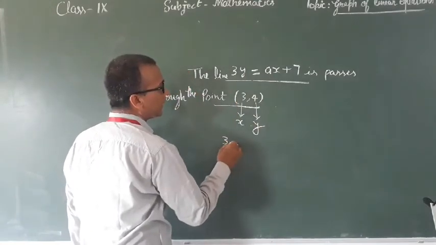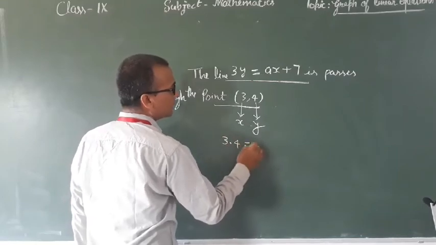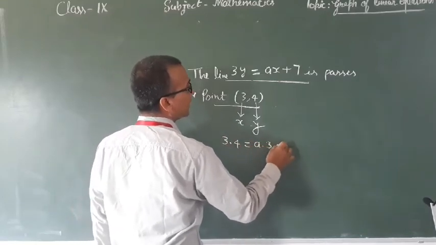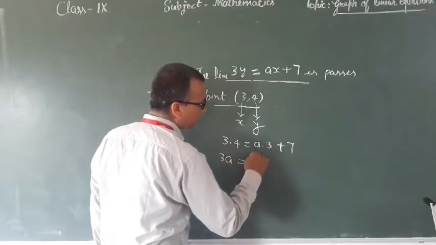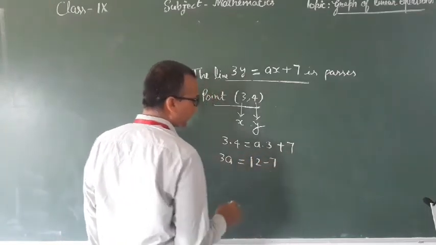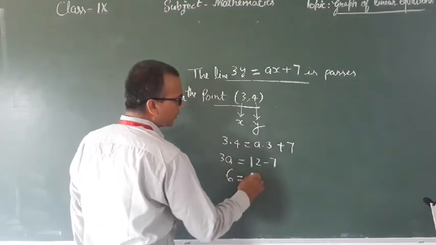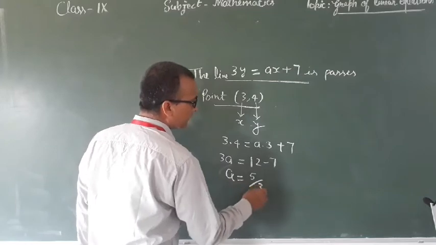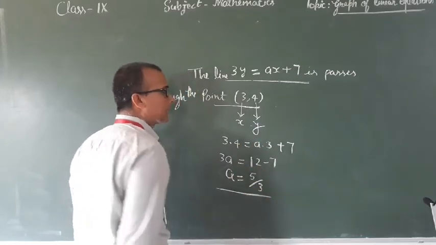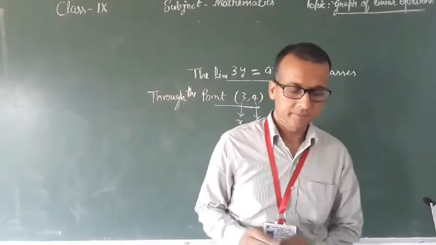You will get 3 into 4 is equal to a into 3 plus 7. 3a is equal to 12 minus 7. a is equal to 5 by 3. It is our required solution.